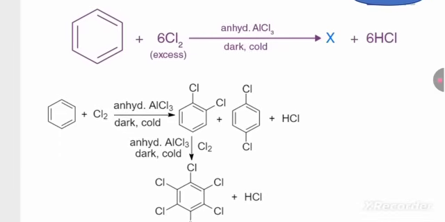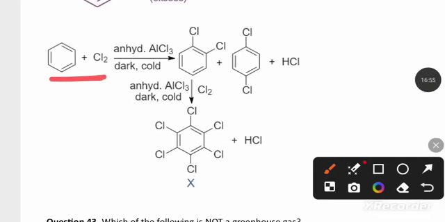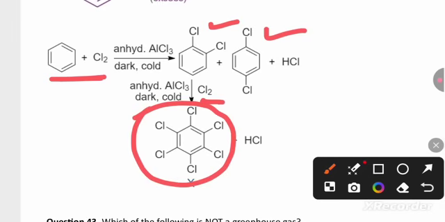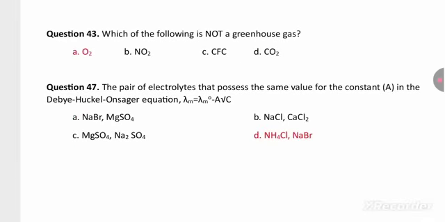In the next question, benzene on treating with chlorine in the presence of anhydrous aluminum chloride gives ortho and para dichlorobenzene. Ortho dichlorobenzene, in the presence of excess chlorine, will form hexachlorobenzene. Next question, which of the following is not a greenhouse gas? Of course, oxygen is not a greenhouse gas.